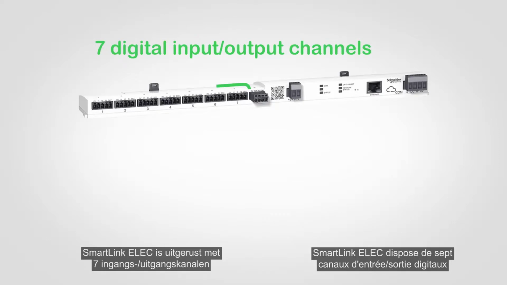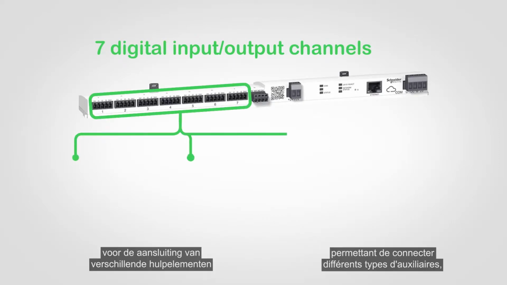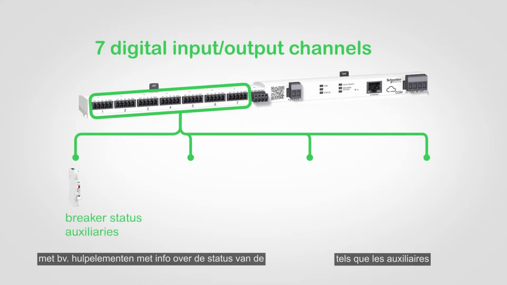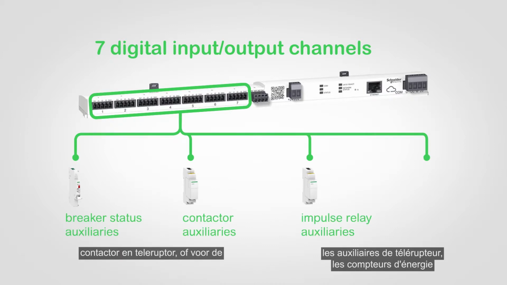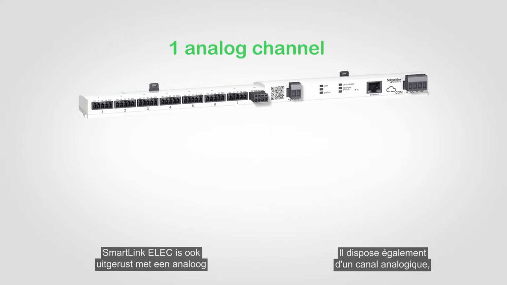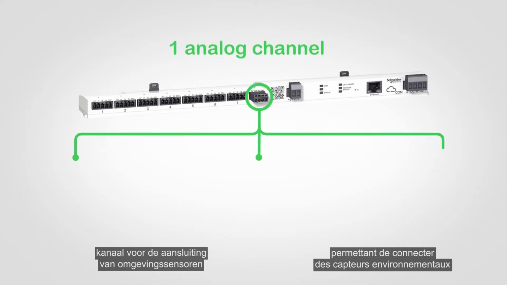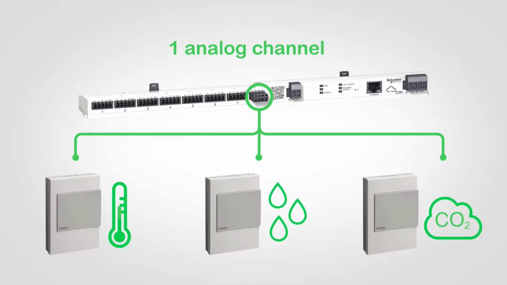Smartlink ELEC has 7 digital input-output channels to connect different types of auxiliaries such as breaker status auxiliary, control and indication auxiliary for contactor, control and indication auxiliary for impulse relay, as well as energy and water meters. Smartlink ELEC also has one analog channel, which allows connection to environmental sensors for temperature, humidity, or CO2.